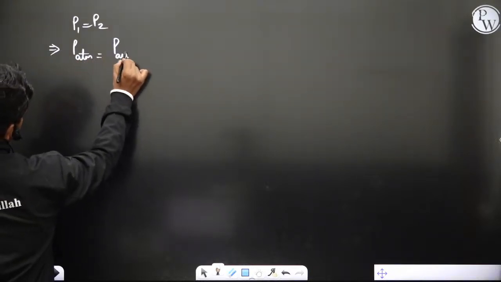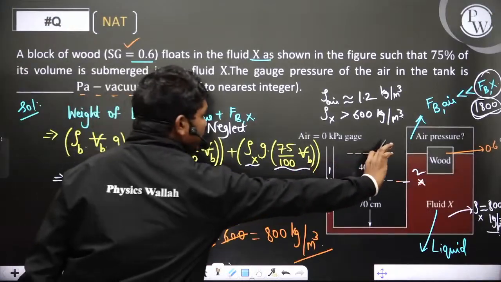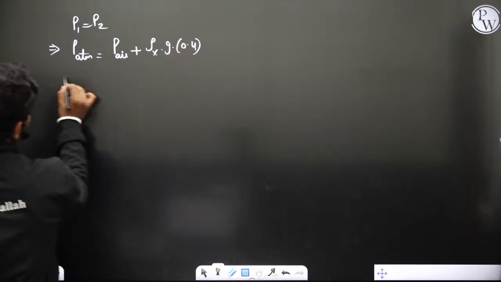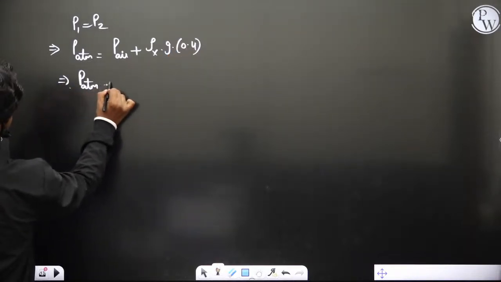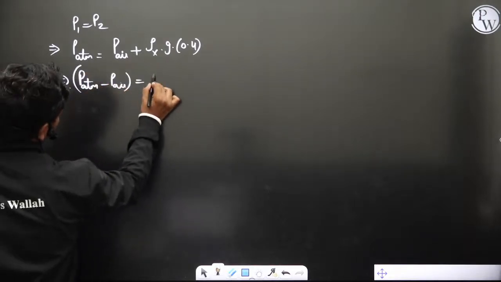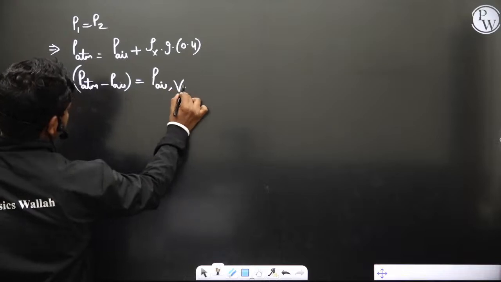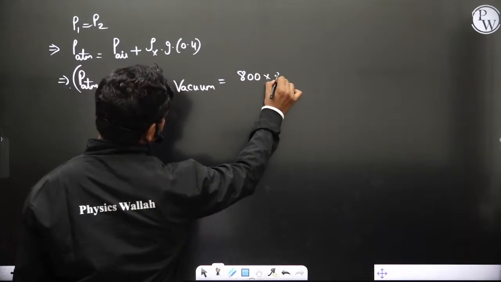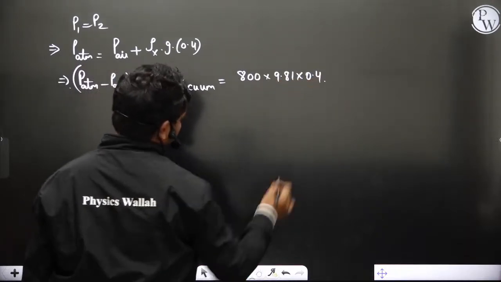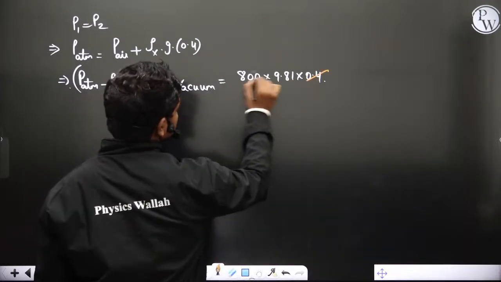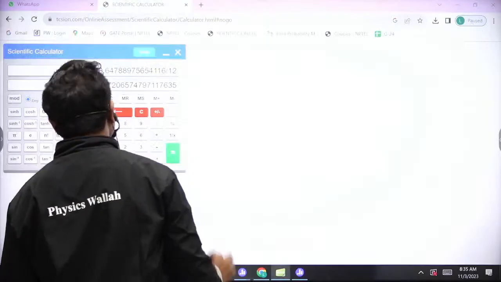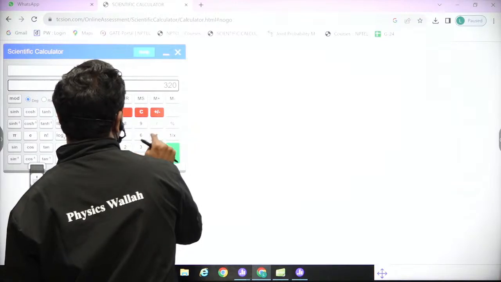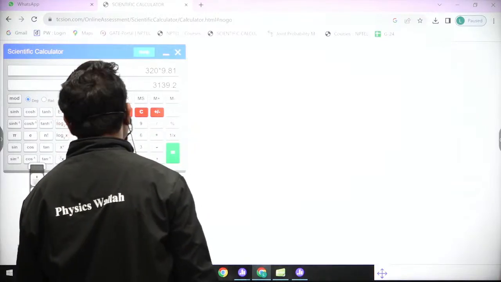P air plus this column is of height 40 centimeters, so plus density of fluid X into G into 0.4. So P atm minus P air, which is the P air vacuum, is equal to density of fluid X, 800, into G, 9.81, into 0.4. So 800 times 0.4 is 320, and 320 times 9.81 gives you 3139.2.